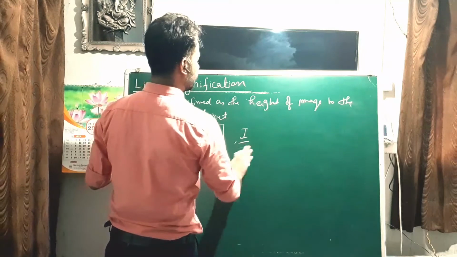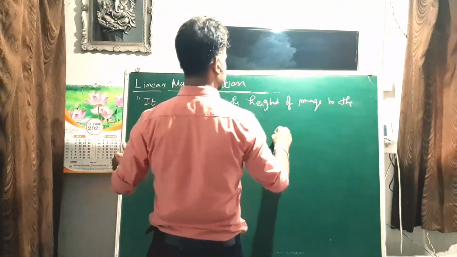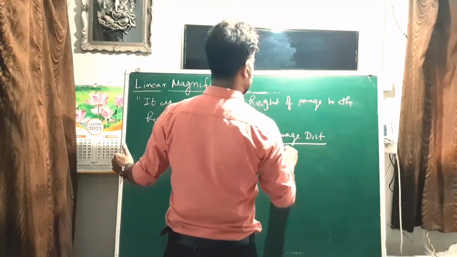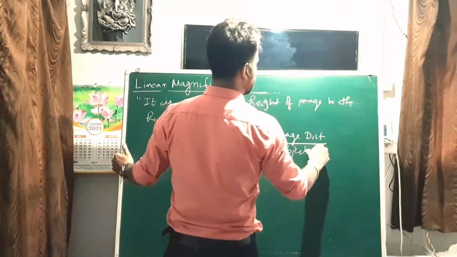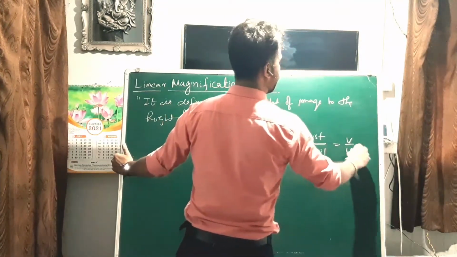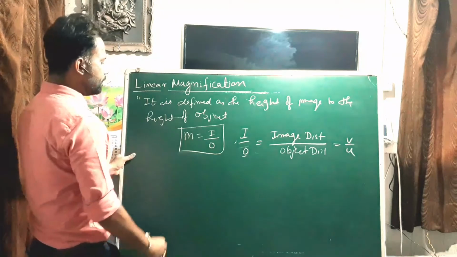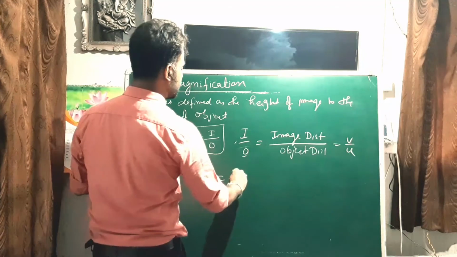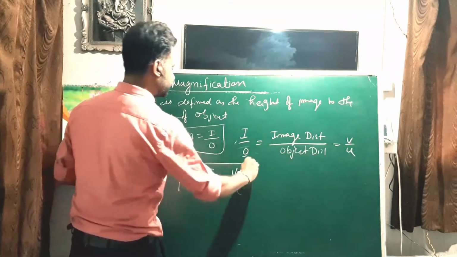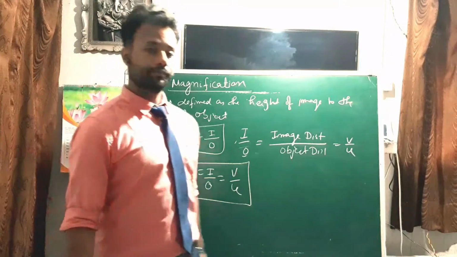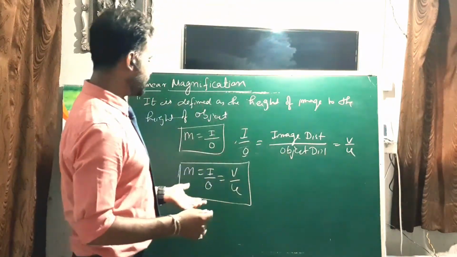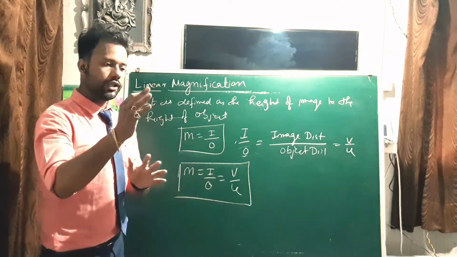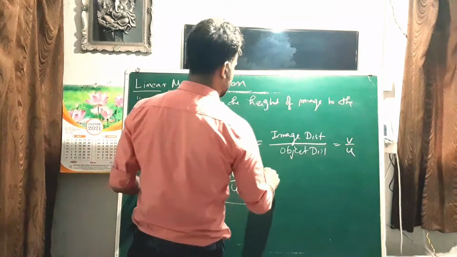is also equal to image distance upon object distance, that is V upon U. So now M has two formulas. First I upon O, which is a general formula, and also V upon U. So this is the formula for linear magnification. As you can see here, it is the ratio of the same quantity, height of image and height of object, both heights, so there will be no unit.